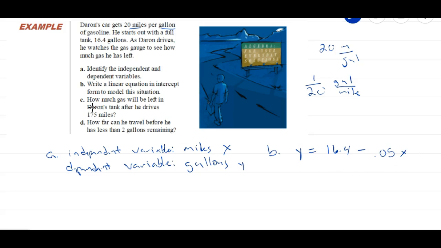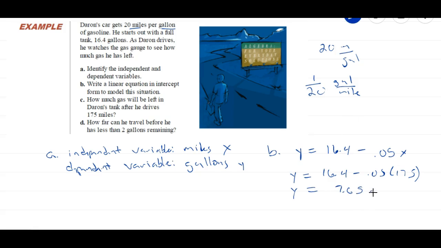Alright, so one question is 175 miles. So we can say y equals, since miles is our x value, 16.4 minus, he loses 5% of his fuel per mile, or 0.05 gallons every mile. So we can say 0.05 times 175. And when we put all that in, you get 7.65.